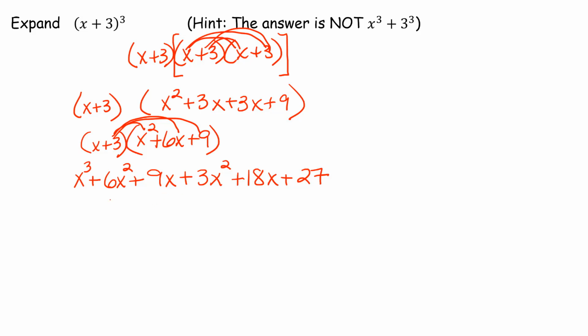And now I'm going to add my like terms. X cubed is the only one like it. 6x squared and 3x squared adds up to 9x squared. Then I've got a 9x and an 18x. That adds up to 27x. And then I just have a 27 at the end. And that's it.